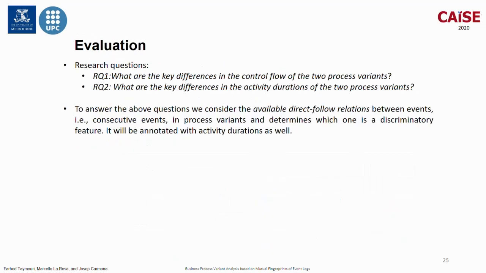We proposed 2 general research questions for each dataset and the corresponding variants. One is about the control flow, and the other is about the performance. The first research question is, what are the key differences in the control flow of the 2 process variants? The second research question is, what are the key differences in the activity duration of the 2 process variants? To answer these questions, we consider consecutive events or arcs in the directly followed graphs of each process variant and would like to know which ones are discriminatory.